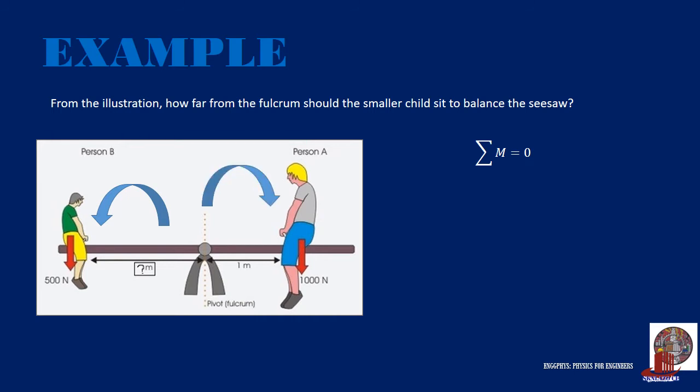So the formula can be expanded as FL counterclockwise less FL clockwise is equal to 0. So if we plug in the values, we get 500 newtons times x less 1000 newtons times 1 meter, which becomes 500x is equal to 1000, and the answer would show that x is equal to 2 meters. That would be the distance of the smaller child from the fulcrum.